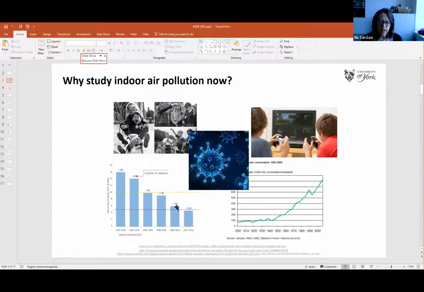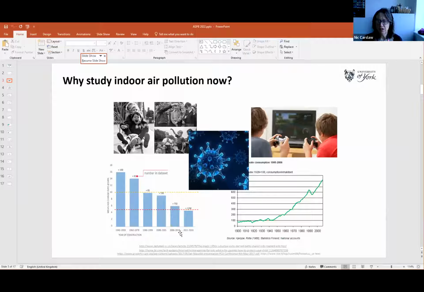If you look at this figure here, what we're looking at is the degree of building tightness over time. We're starting off in 1940 on the left, going up to 2016. It's as up to date as I could get the data. And what we're looking at is the air change rate in a house.